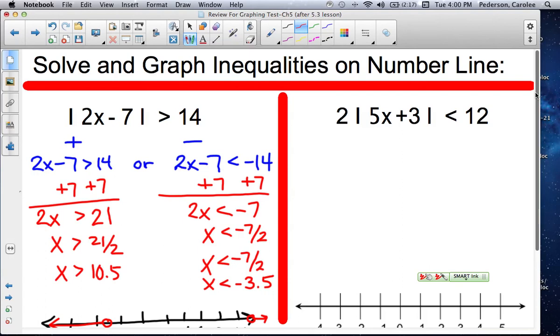All right. Like I said, if you've already written this one down, I'd probably say you can just listen and watch on this one. So we have another absolute value inequality. Before we split it up, we want to divide by 2 first. And then we're left with the absolute value of 5x plus 3 is less than 6.